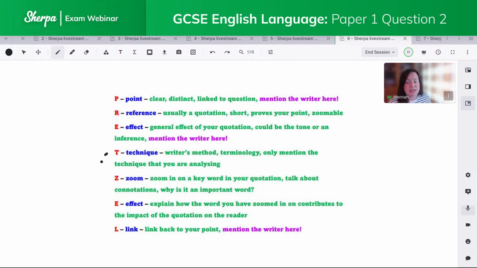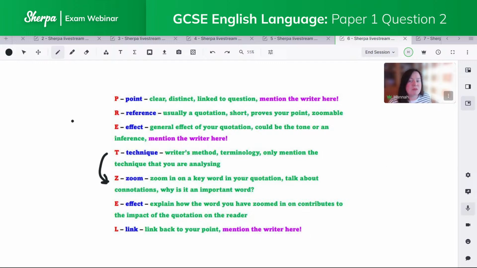What you might do actually is you might be doing the zooming in twice, because like I said, if you can analyse two words in your quotation, that's lovely, as long as it's nice and concise. So you might do the inside bit of the pretzel twice, so it might be a pretzel almost, rather than a pretzel. And towards the end of your paragraph, we need the effect, so we need to bring in this idea about the word that we've zoomed in on. So we need to bring in our connotations, our understanding of that word, and talk about how it contributes to the quotation as a whole, before we then link back to our point.